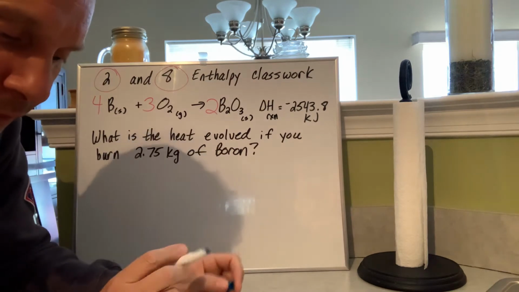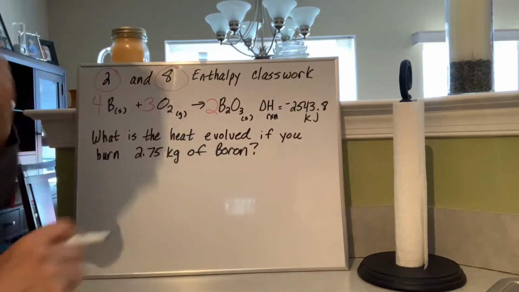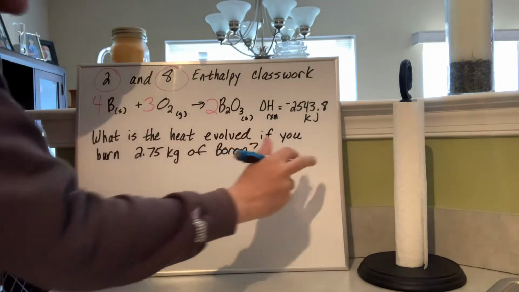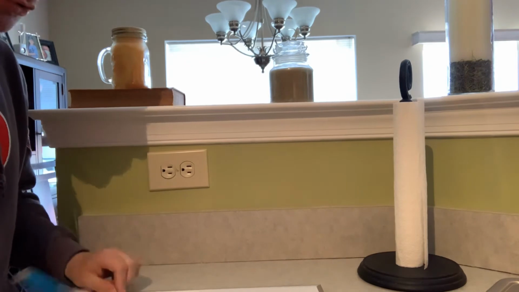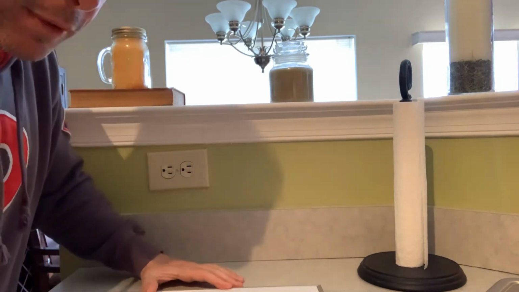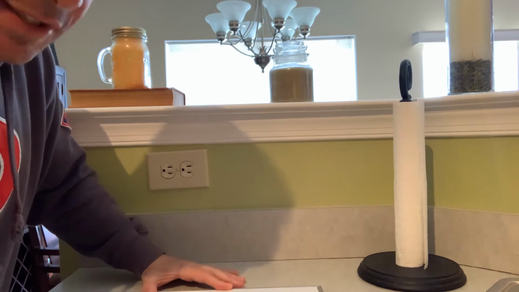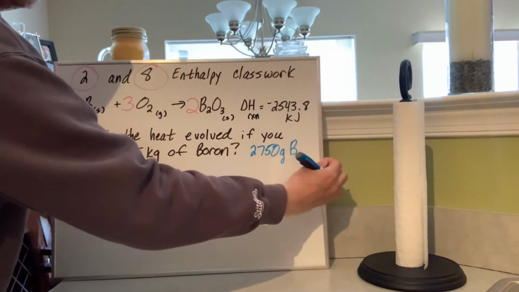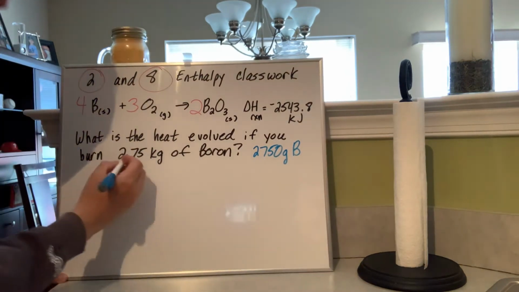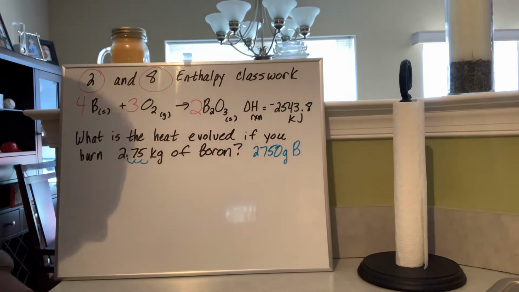So let's figure out what we have here and get that into moles. Well, 2.75 kilograms of boron. If you have your metric sheet, you just move the decimal point 3 spaces to the right. It's going to end up being 2,750 grams of boron, right? You move right, so you go 1, 2, 3 spaces, and it's 2,750 grams of boron.